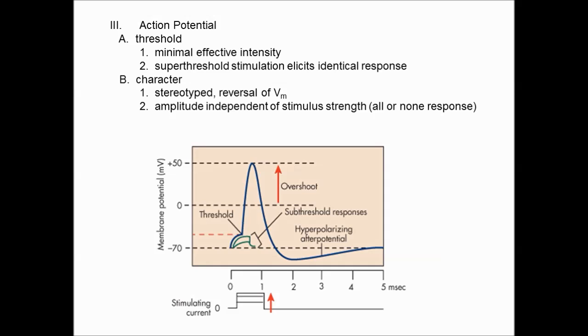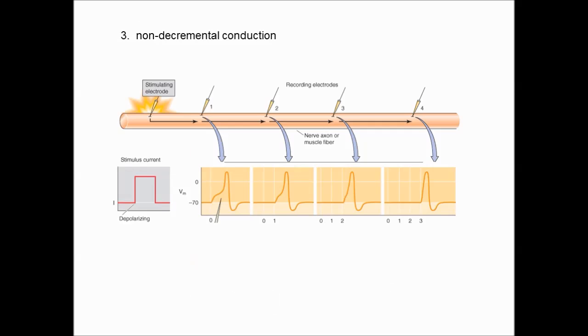In the case of action potentials, once you achieve threshold, superthreshold stimulation will have no change in the character, either the shape or the amplitude of the response. So the amplitude, and for that matter, the slopes are independent of the stimulus strength. So we call it an all-or-none response. And number three, it's conducted non-decrementally.